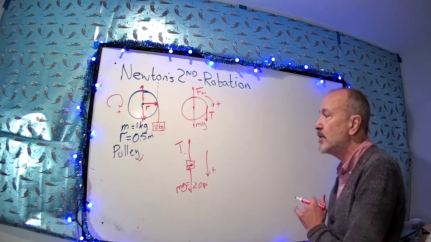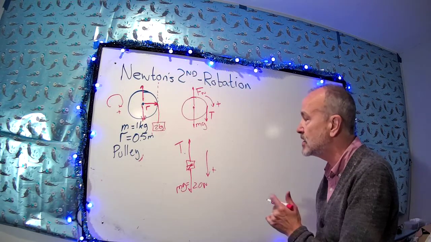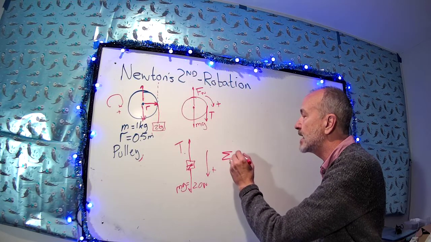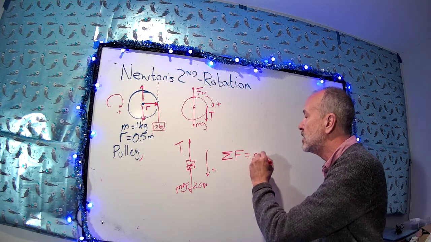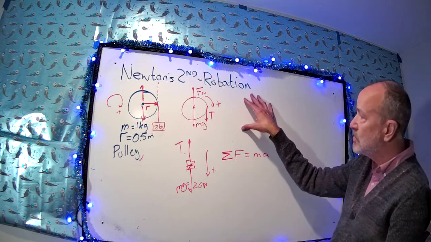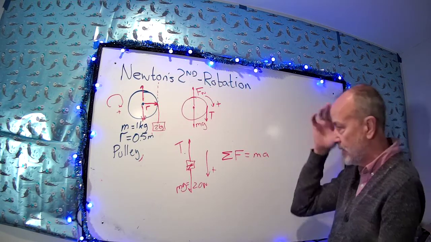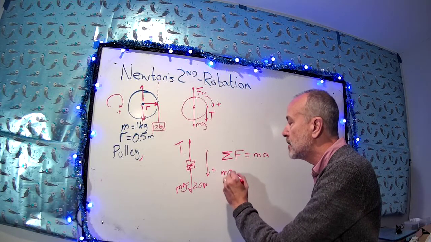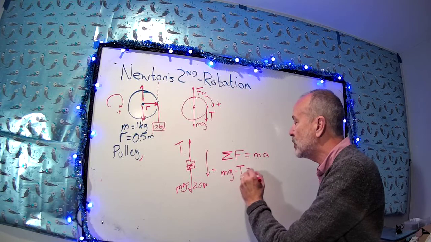Okay, the easiest one to write a free body diagram and Newton's second law for is this linear one. I'm just going to write the Newton's second law. I can't solve it, but I'm going to write it. Sum of force equals ma. Remember when we do sum of torques, it's I alpha. But what we end up with is mg minus tension equals ma.